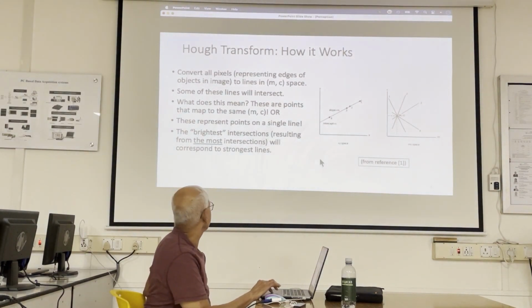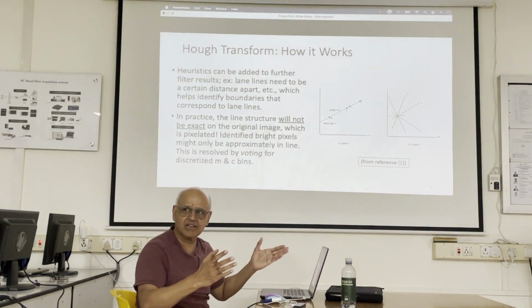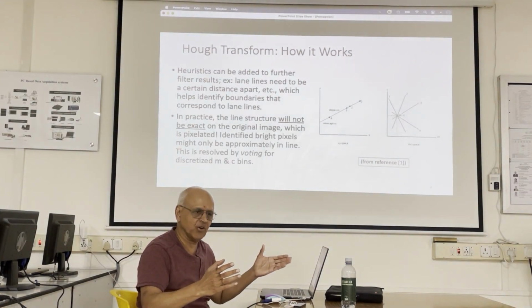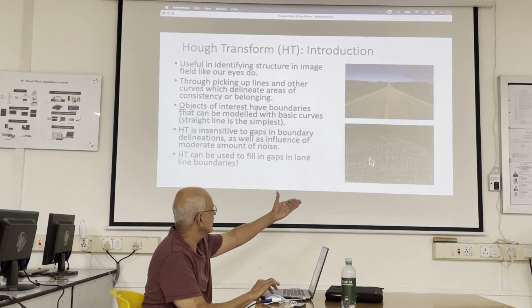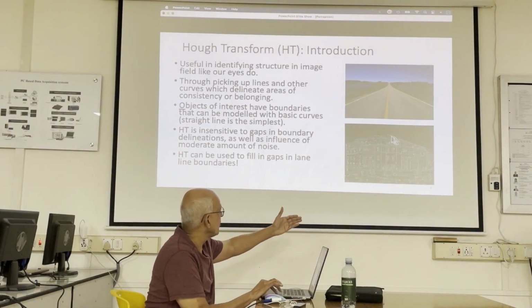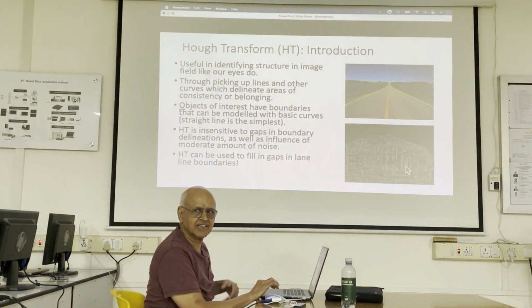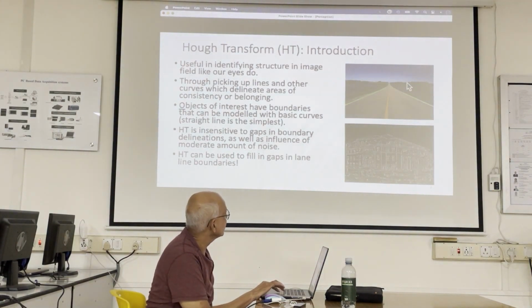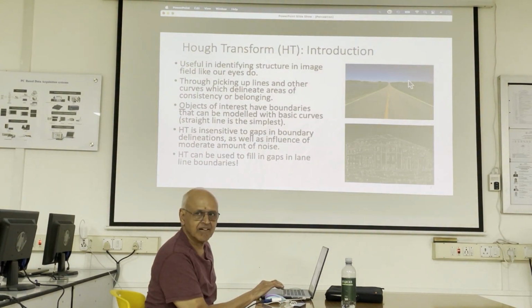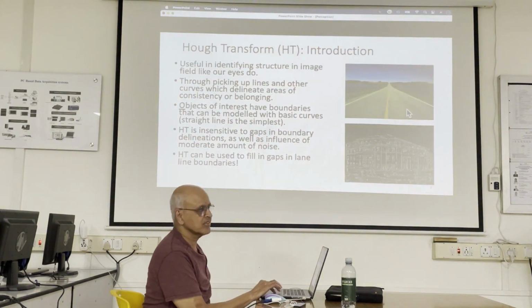So let's see what happens here. We need the brightest intersections, resulting from the most intersections. That's the voting. You get a lot of M and C voting. You know why? Because look at this. How many straight lines are extracted, right? But over here, that might be a line, don't you think? That looks like a line to me. The top of the trees. Yeah. So how will you pick the ones you want?